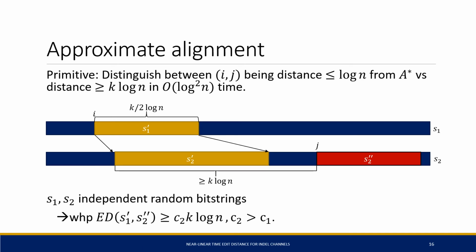So since they're independent random bit strings, it's well known that the edit distance between two random bit strings is with high probability at least some constant times k log n. And if we set our mutation probabilities to be small enough, this constant will be larger than the C1 constant on the previous slide. So in other words, if i, j is close to A star, the edit distance between S1 prime and S2 double prime will be small. And if i, j is far enough away, it'll be large. And so this gives us this primitive.